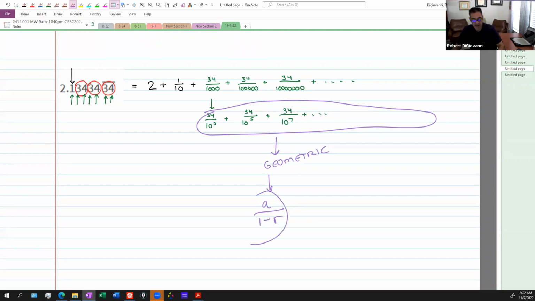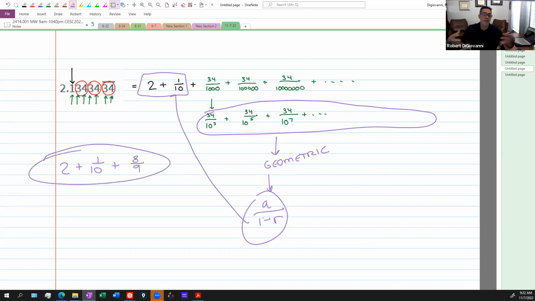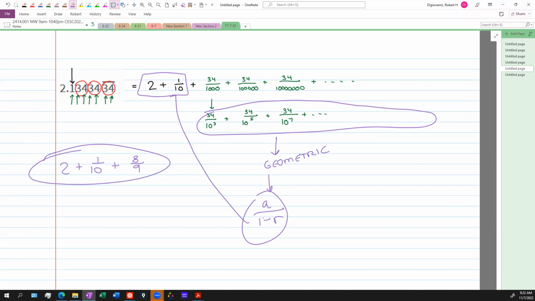Then you will take that answer, and you will add those two pieces to it. So you'll do 2 plus 1/10 plus whatever this answer turns into, A over 1 minus R, whatever it turns into. I'm just going to make it up. Let's say it turns into 8/9. It doesn't, but let's just say that's what it turns into. Then you would add those together, you get a common denominator, put them all together, and you create a fraction. Does that make sense? Yes. Anyone have a question on that?